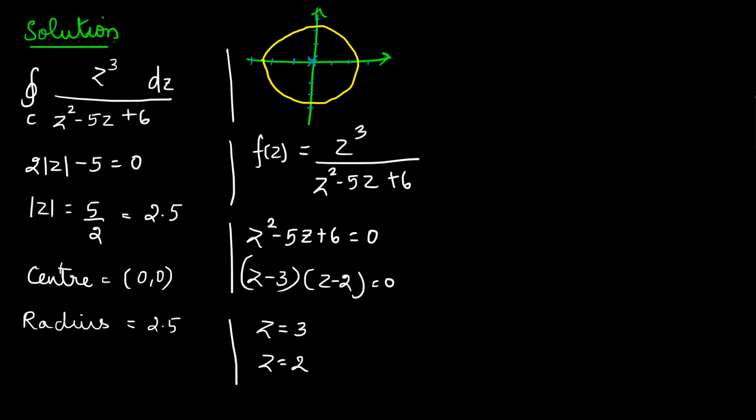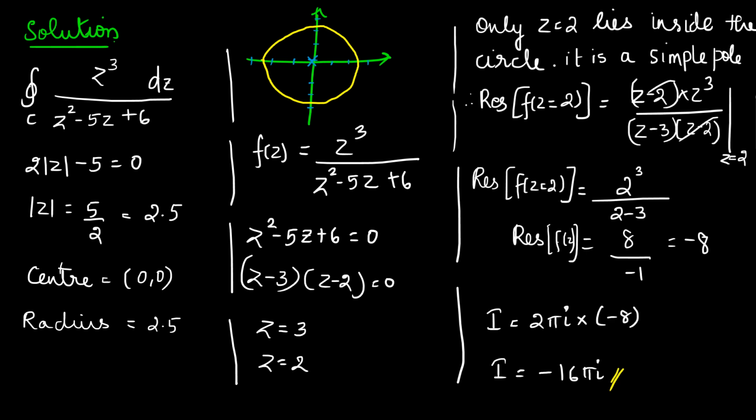This is a quadratic equation. Again, I'm going to simplify this and find the roots, that is, find the values of z, which is z equal to 3 and z equal to 2. Only z equal to 2 lies inside the circle of radius 2.5. So I'm going to find the residue for z equal to 2, and it is a simple pole, so I'm going to use the simple pole formula. On doing that, I get my residue to be minus 8. To use the Cauchy residue theorem, which is 2 pi i into residue, 2 pi i into minus 8 will give me minus 16 pi i, which is option A.